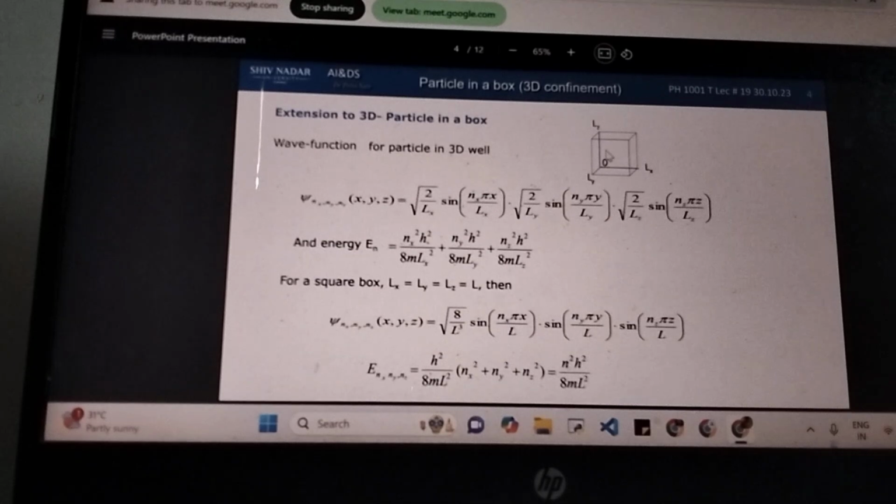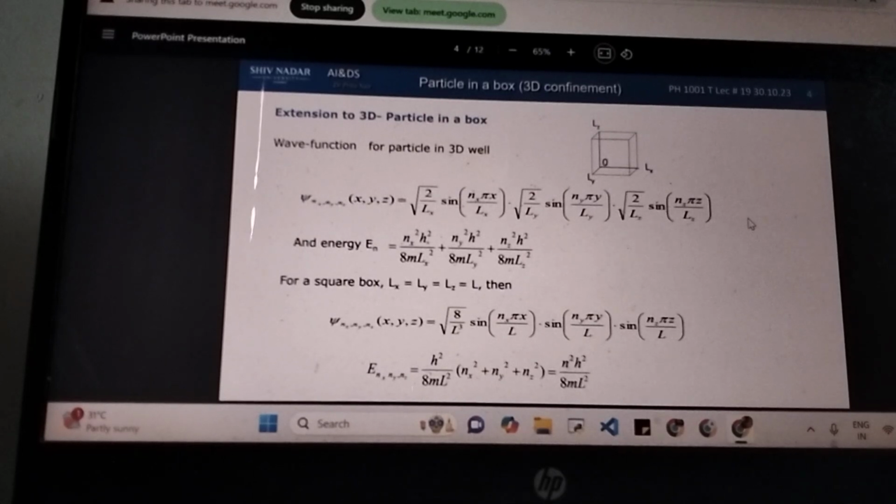Now assume again a particle is placed in a well, but this time it has three dimensions: length, breadth, height. So we saw the expression was root 2 by L sine n pi x by L for psi of x. So for psi of x, y, z, it will be root 2 by Lx sine nx pi x by Lx times root 2 by Ly sine ny pi y by Ly times root 2 by Lz sine nz pi z by Lz.